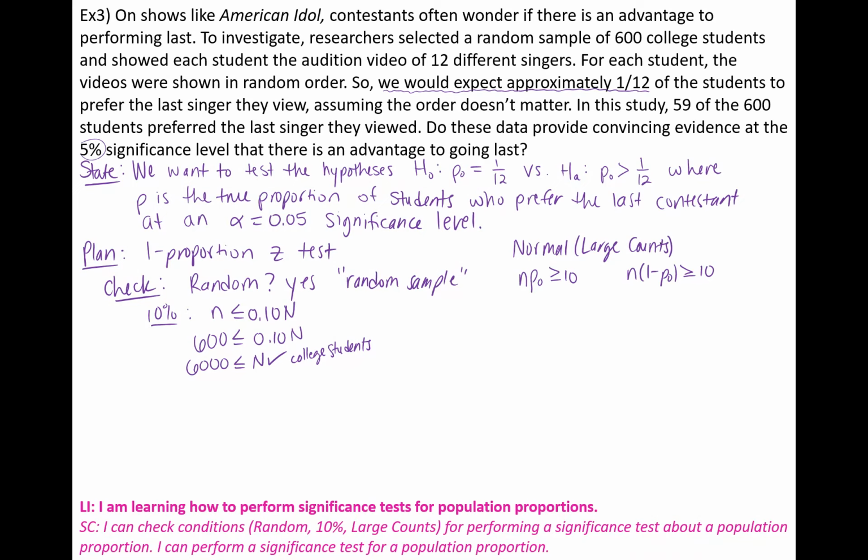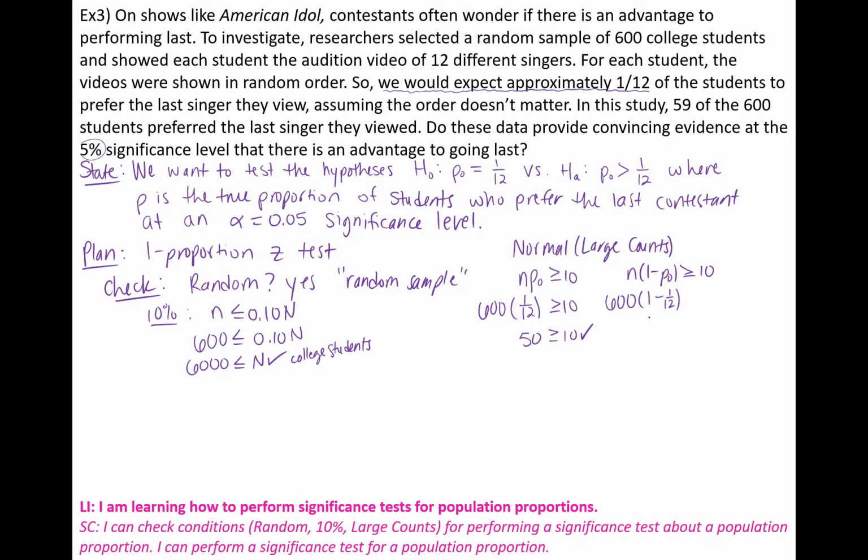And so I'm going to check that out. My n is 600. My p naught is 1/12. And I'm checking if that's greater than or equal to 10. That gives me 50, which is greater than or equal to 10. Hooray. Then over here, I would have 600 times 1 minus p naught, which is 1 minus 1/12, so that would be 11/12.